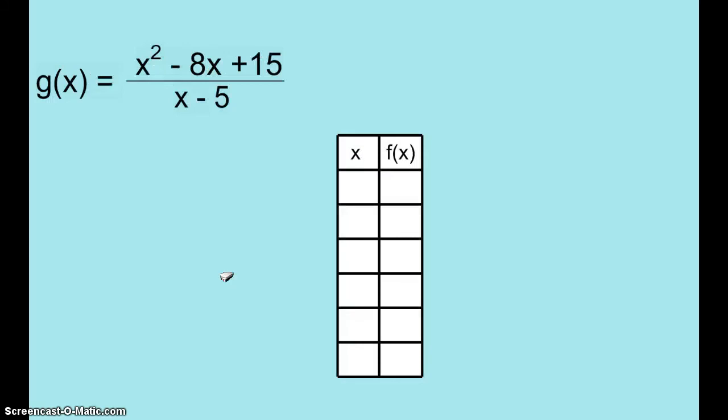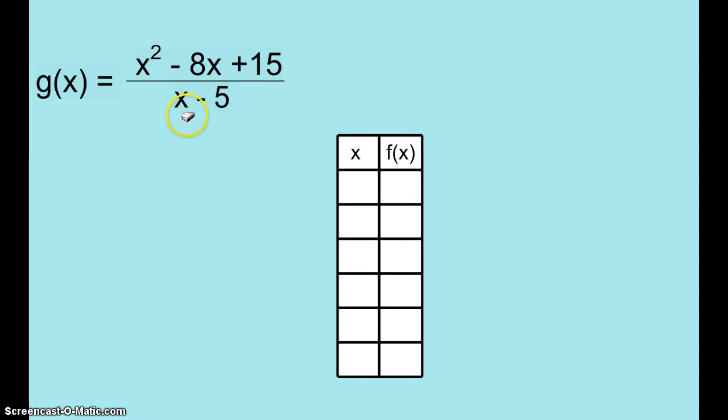Alright, this time we're looking at a rational function, g of x equals x squared minus 8x plus 15 all over x minus 5. Now I'm not sure that you will be able to do those in your head, so what we're going to do is I want you to go to second window and make sure that the table set is independent variable ask and dependent variable auto. Then go ahead and put this function g of x in for y sub 1.